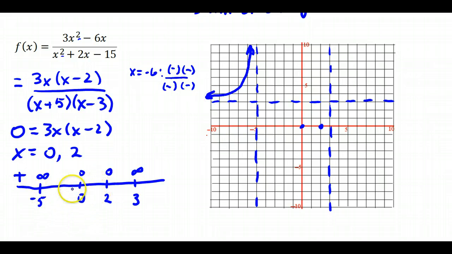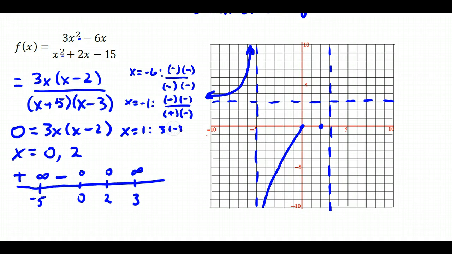Okay, now let's pick a point between negative 5 and 0, like x equals negative 1. Now I'm going to have a negative times a negative over a positive times a negative. 3 negatives make it negative. So I'm thinking the graph is doing something like this. And then let's go ahead and plug 1 in, because that's an easy number to work with. So I'm going to get 3 times negative 1 over 6 times negative 2, which reduces to 1/4. So I've got an actual point at 1, 1/4. So the graph is going like this.